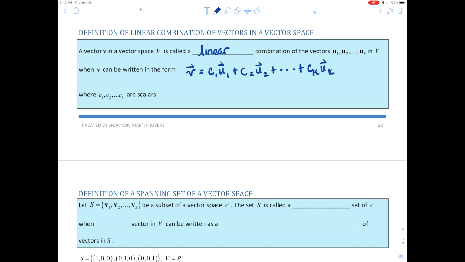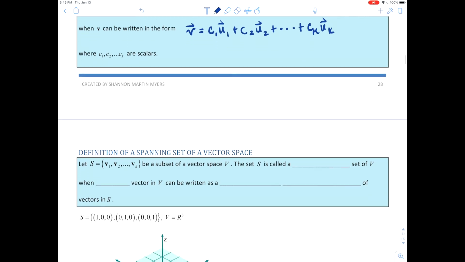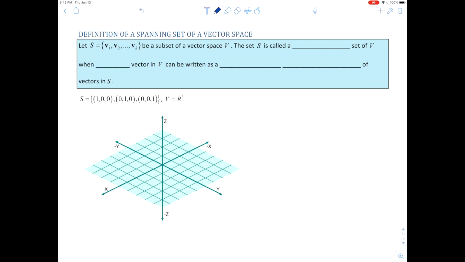Where C1, C2 down to CK are scalars, and scalars means they belong to the real numbers. Groovy? All right, so next up we have the definition of a spanning set of a vector space. If we have some set S equal to vector V1, vector V2, all the way down to vector VK, and this set S is a subset of some other vector space V.